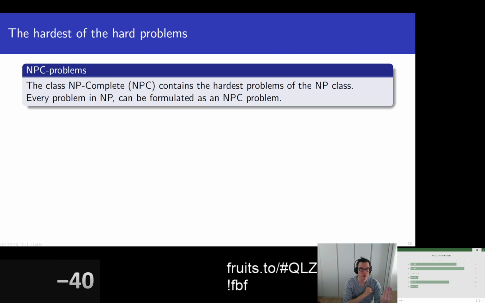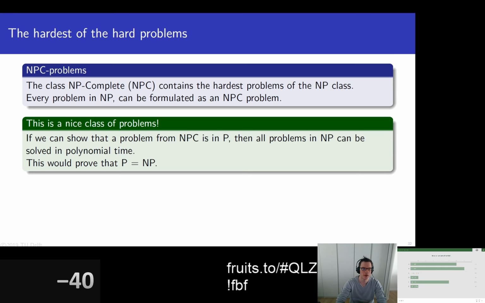What does this mean? It means that if I find the polynomial algorithm for Max-Clique, then I've also found a polynomial algorithm for TSP. Because I take my TSP instance, I transform it in polynomial time into a Max-Clique instance, and now I solve that instance using this algorithm I found. And that is why the class of NPC is so very nice.